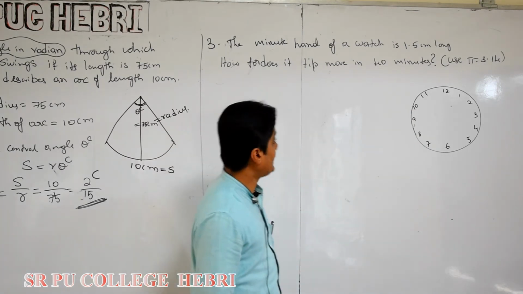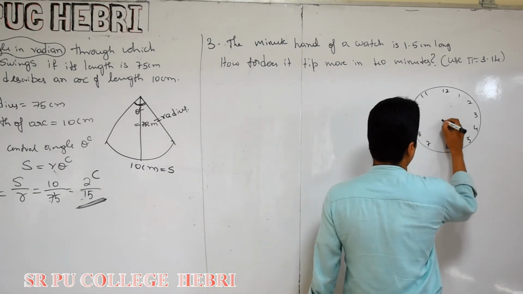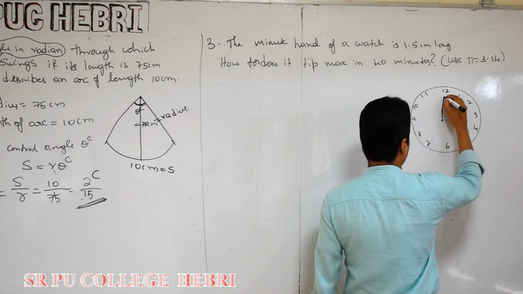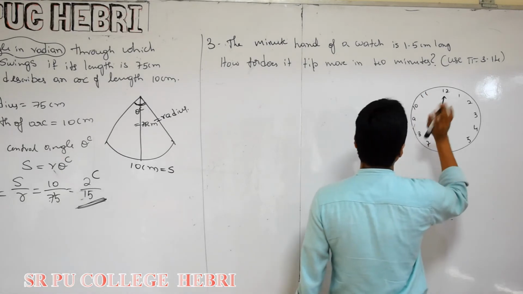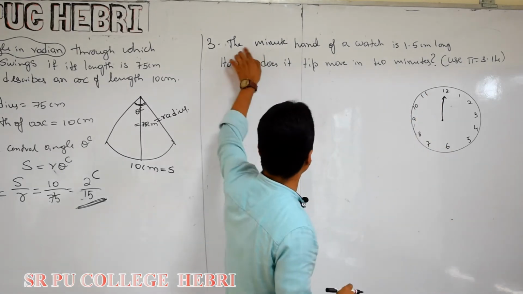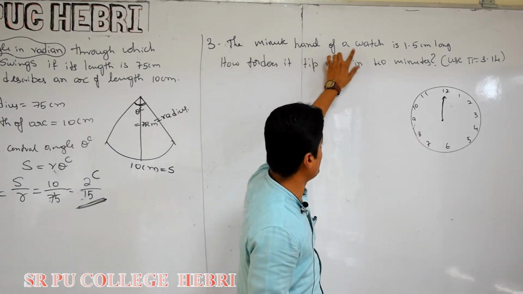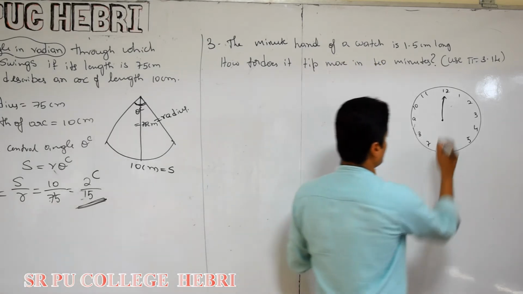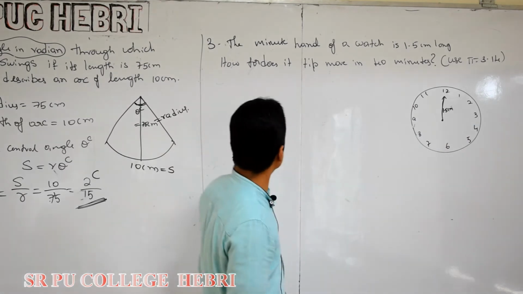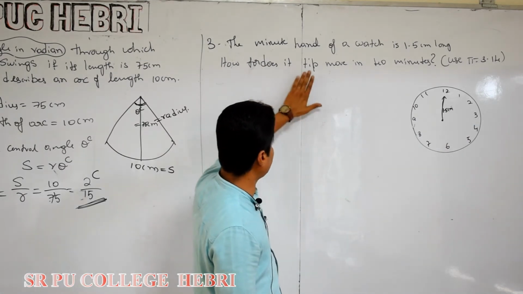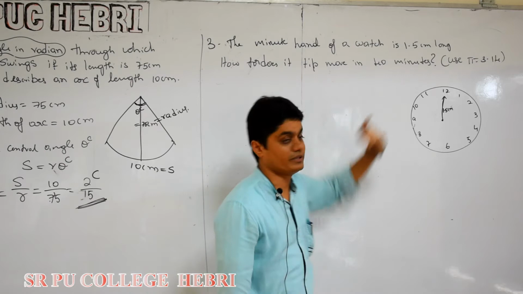See, in an analog clock, the minute hand will be taller than the hour hand. Okay, so we don't need the hour hand, just consider the minute hand. The minute hand of a watch is 1.5 centimeter long. So the length of the minute hand is given, 1.5 centimeter. How far does its tip move in 40 minutes?